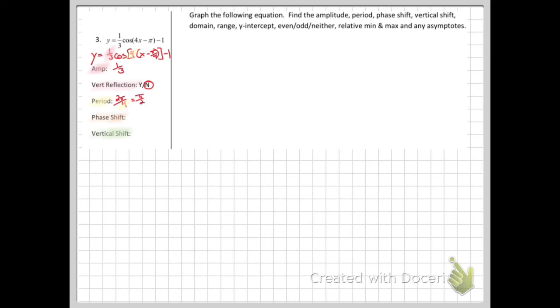Okay. The phase shift, it says minus pi over 4, so that means, remember, we are looking here in the parentheses to get the phase shift. I didn't finish coloring these. In our graphing form is what I want you to notice. So minus is actually going to move it to the right, pi over 4. Vertical shift is down 1.